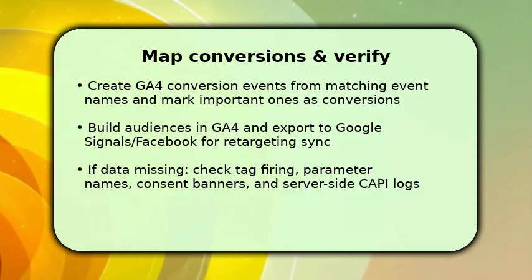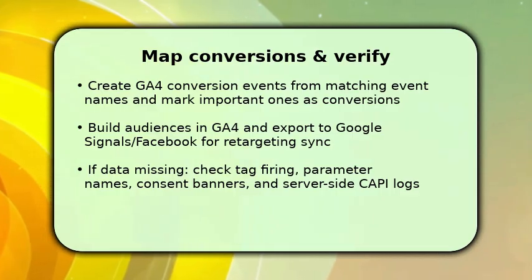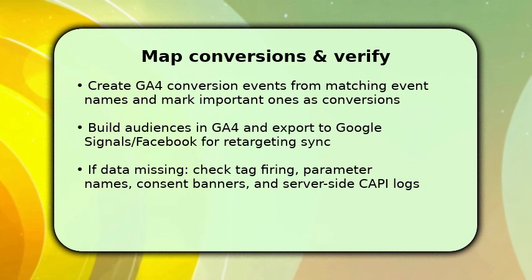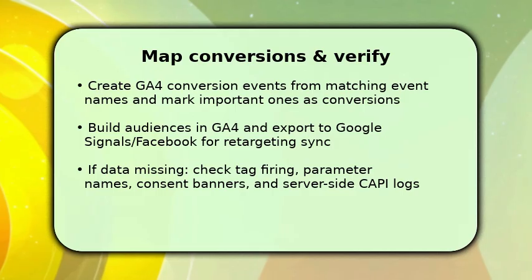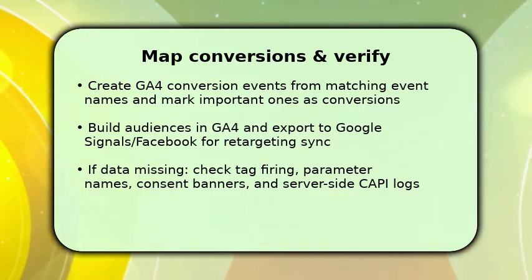For persistent mismatches, check GTM preview for tag firing, confirm parameter names match exactly. Verify user consent settings aren't blocking tags. And if using Conversions API, inspect server-side logs to ensure requests and access tokens are valid.